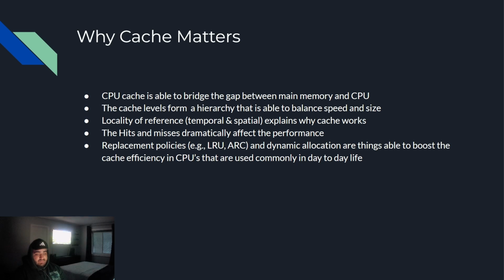Behind the scenes, mapping strategies and replacement policies decide how the data moves through the cache. And in real CPUs like the ones from Intel and AMD, advanced techniques like dynamic cache allocation and pseudo LRU help keep things effective. So even though cache is just a small piece of silicon, it is one of the biggest reasons that modern CPUs are as fast and powerful as they are.